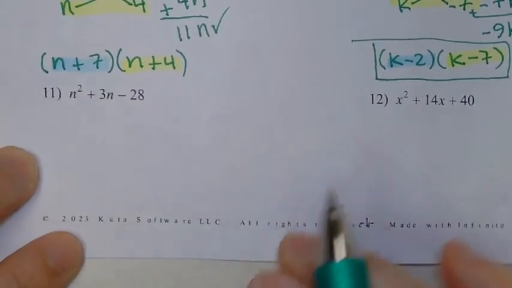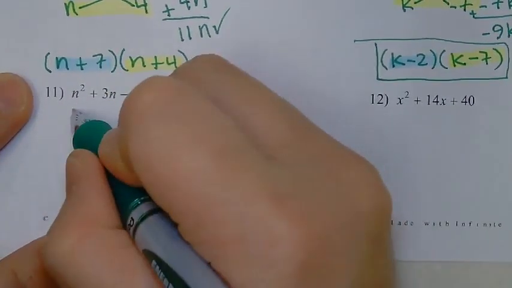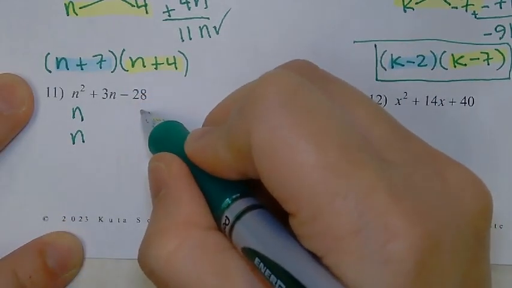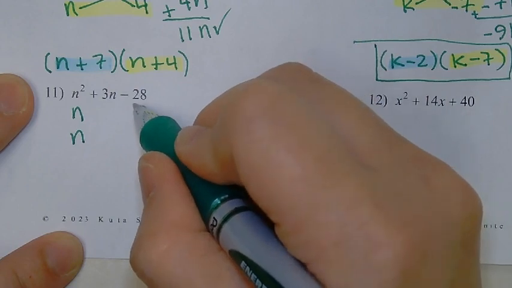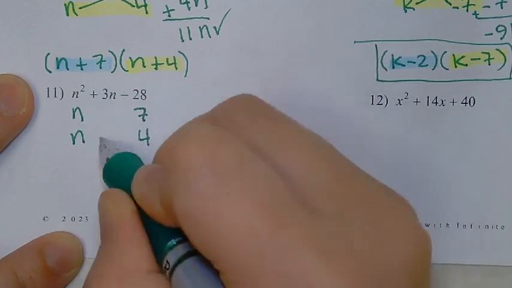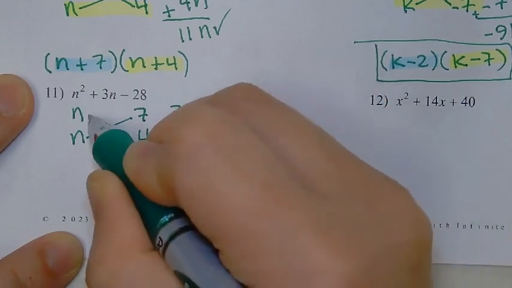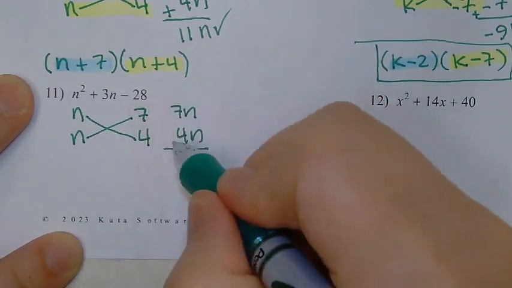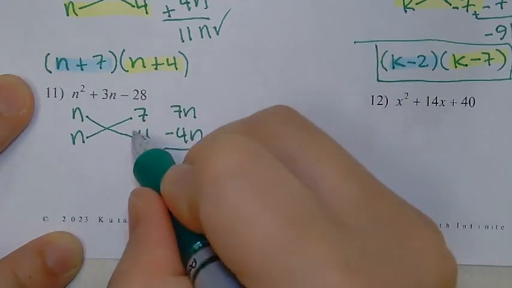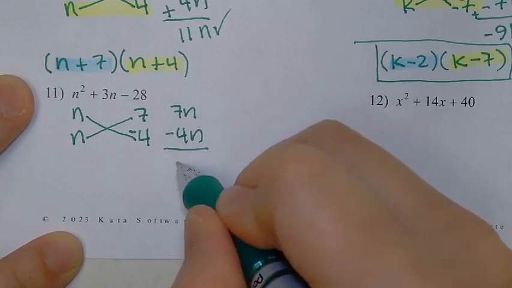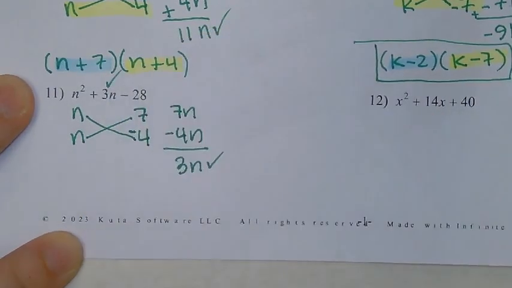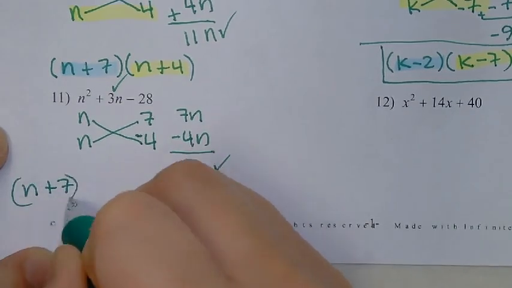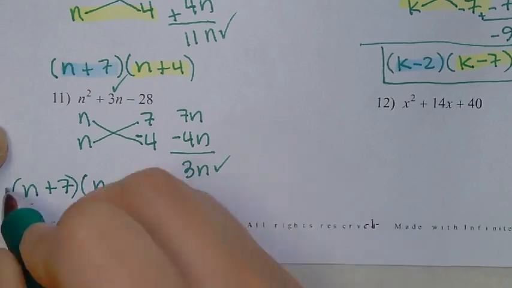All right, already on number 11. What times what is n squared? N times n. And we have negative 28. I'm thinking 7 and 4, because we want it to be a 3. So n times 7 is 7n. N times 4 is 4n. We want a positive 3, so we know that's going to be negative 4n, which means this is going to be a negative 4. 7 minus 4 is going to be 3n, which is the same. Happy days. N plus 7, n minus 4.